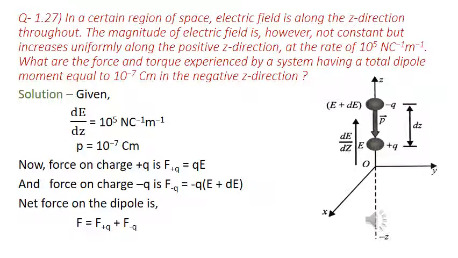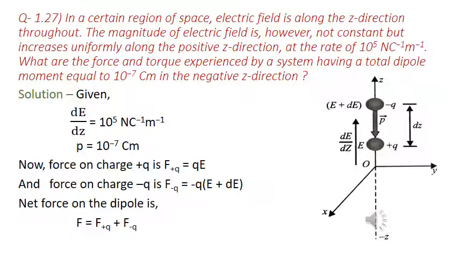Question 1.27. In a certain region of space, electric field is along the z direction throughout. The magnitude of electric field is however not constant but increases uniformly along the positive z direction at the rate of 10 to the power 5 Newton per Coulomb per meter. What are the force and torque experienced by a system having a total dipole moment equal to 10 to the power minus 7 Coulomb meter in the negative z direction?